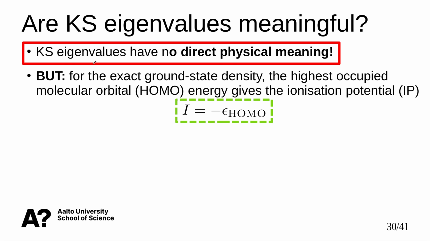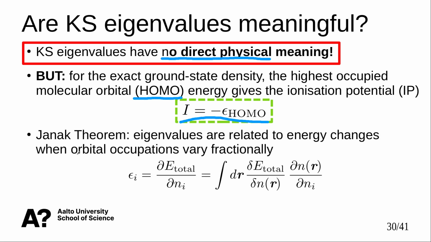During the discussion of the Kohn-Sham formalism, we discussed that the eigenvalues have no physical meaning. However, there's one exception. If we actually know the true ground state density, so in the case we have an exact DFT, then the highest occupied molecular orbital, or HOMO in short, that energy gives us the ionization potential for the given system. That's the one exception where Kohn-Sham eigenvalues actually have a meaning.